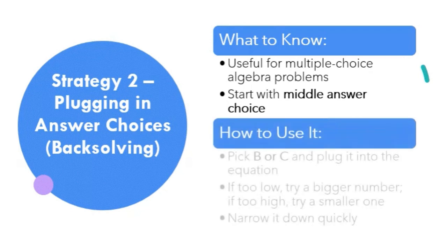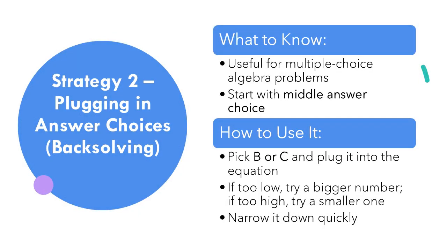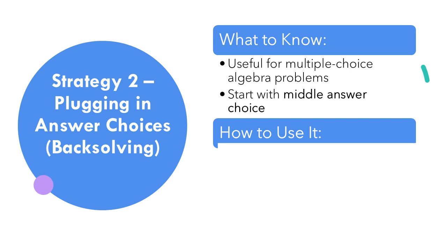How does it work? 1. Start with answer choice B or C, since they're usually in the middle. 2. Plug it into the equation instead of solving. 3. If the number is too low, try a bigger one. If it's too high, try a smaller one.